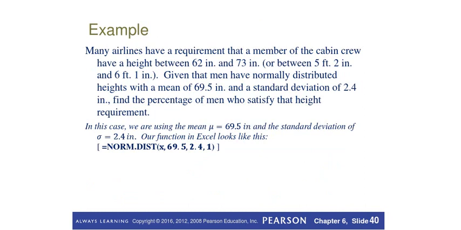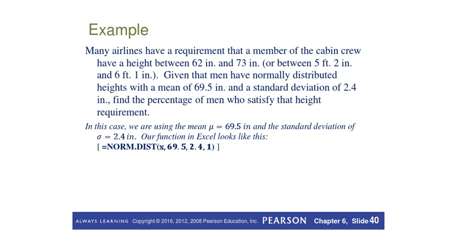It says many airlines have a requirement that members of the cabin crew have a height between 62 inches and 73 inches. That is 5 feet 2 inches and 6 feet 1 inch. We want them tall enough to reach the bins, but not so tall that they bump their heads every time they walk back and forth in the cabin. It's just a physical impediment. So the men in the population have a normal height distribution with a mean of 69.5 inches and a standard deviation of 2.4 inches. So in this case, what are we going to do?